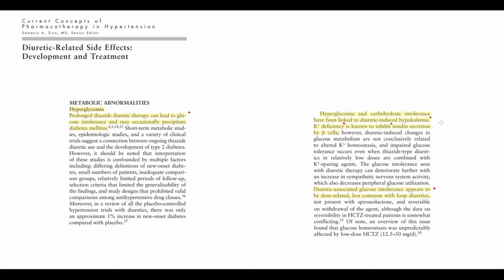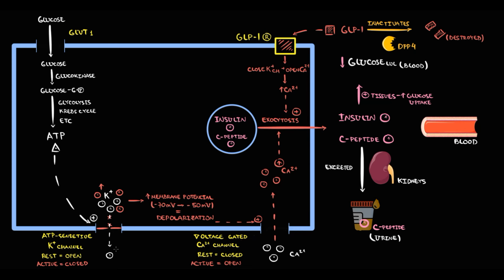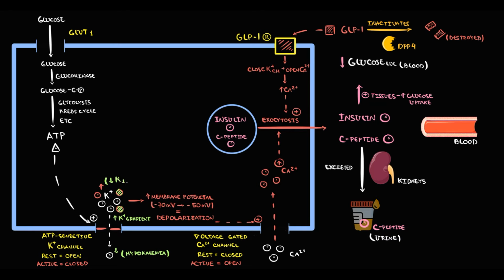So let's explain how it works. Diuretics cause hypokalemia. With hypokalemia, the amount of potassium ions outside the cell decreases. This causes an increase in the potassium concentration gradient, so now more potassium ions will leave the cell. As a result, the amount of potassium ions inside the cell decreases. Decrease in intracellular potassium concentration causes decrease in membrane potential, which results in decrease in magnitude of depolarization.